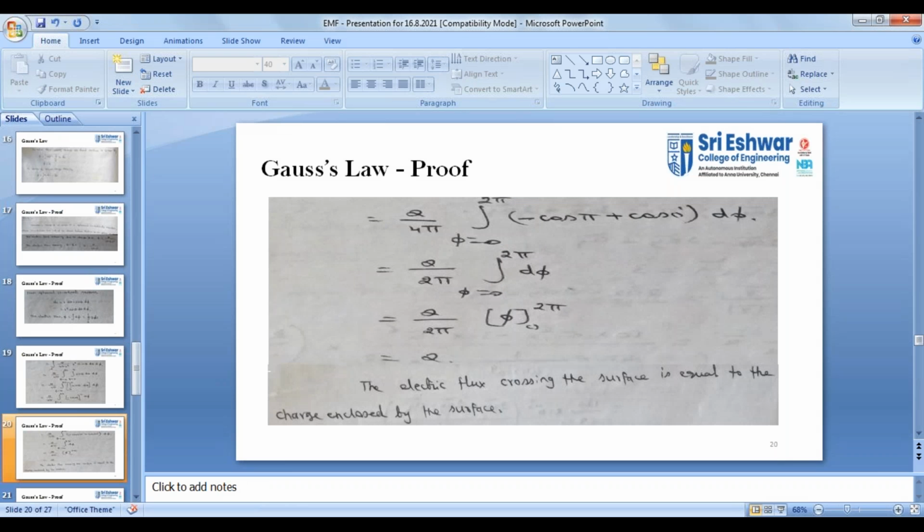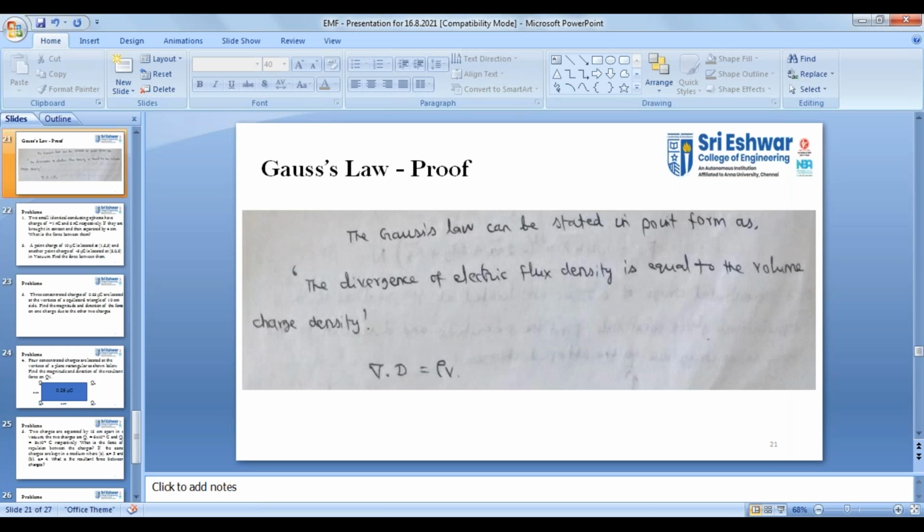If I derive it and apply the values, I will get psi equal to q. The electric flux crossing the surface is equal to the charge enclosed by the surface. I can get this particular answer. So this is what we have to prove actually.